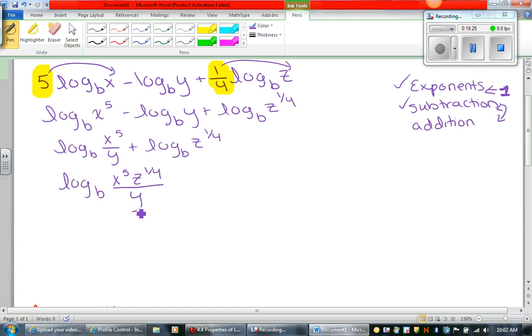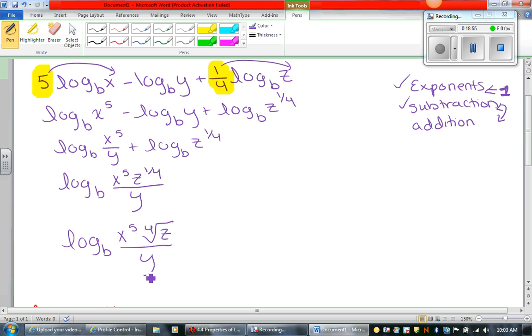I could stop here, but I want to remind you that when we talked about rational exponents, those can also be written as radicals. So just to keep our minds fresh, we're going to change that back to the 4th root of z over y. Now what we've done is condensed from 3 logarithms back to 1.